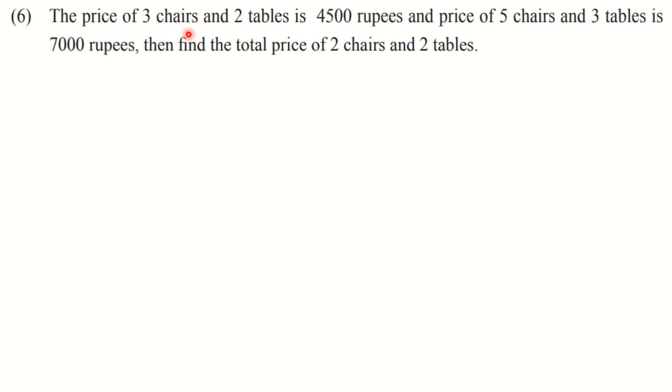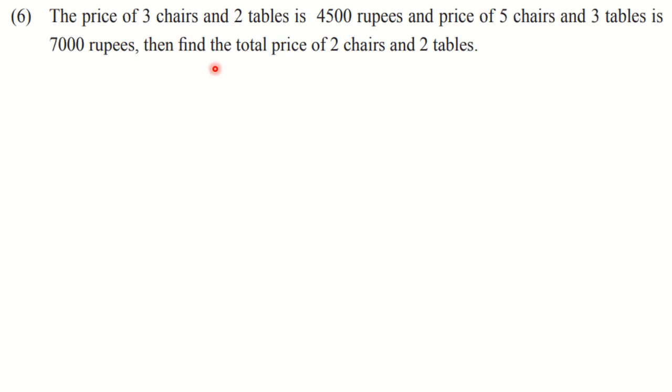The price of 3 chairs and 2 tables is 4,500 rupees and price of 5 chairs and 2 tables is 7,000 rupees. Then find the total price of 2 chairs and 2 tables. Okay, so here also you can observe that the two conditions are provided. This is first condition. The price of 3 chairs and 2 tables is 4,500 rupees. And this is second condition. Price of 5 chairs and 3 tables is 7,000 rupees. And we have to find the price of 2 chairs and 2 tables.